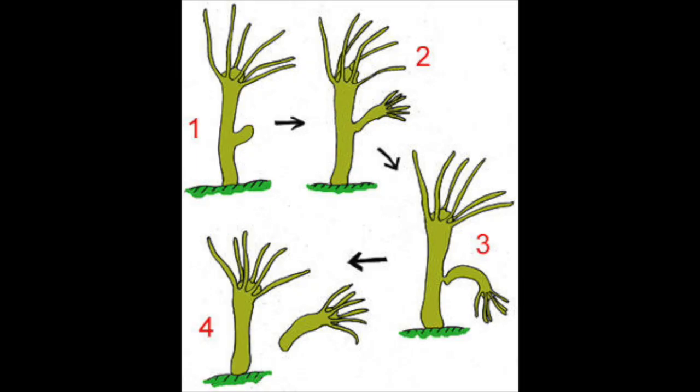Hydra and yeast reproduce through budding. A little tiny formation will come on the side, and then it'll eventually grow and split off until a new organism has been formed.